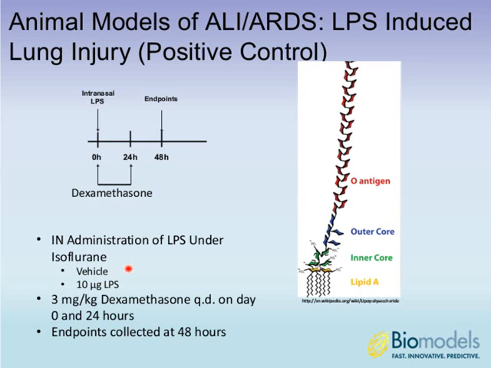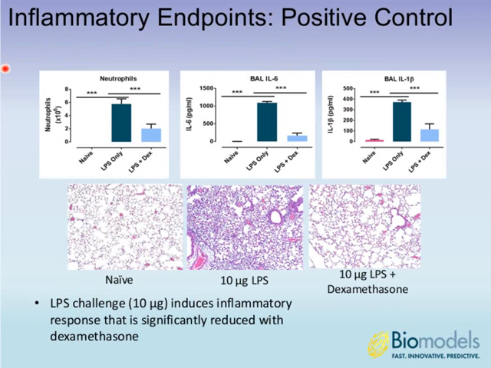Again, in this case, we did an intranasal administration of LPS under ISO. We used 10 micrograms of LPS, and the animals were dosed with dexamethasone once a day at 0 and 24 hours. We collected the endpoints in this example at 48 hours, or peak inflammation. And here are inflammatory endpoints. You can see that after 48 hours in the LPS-only group, we saw a very significant rise in neutrophils, almost 6 million cells. Treatment with dexamethasone significantly reduced the amount of inflammation.